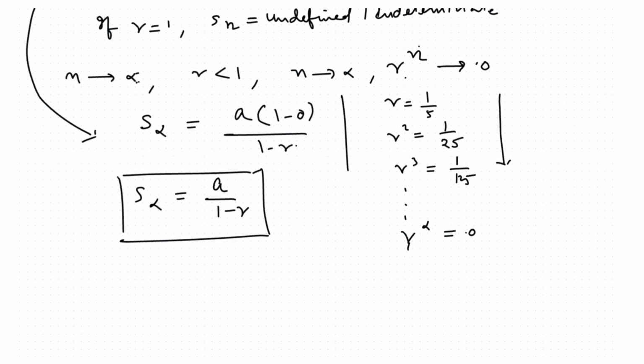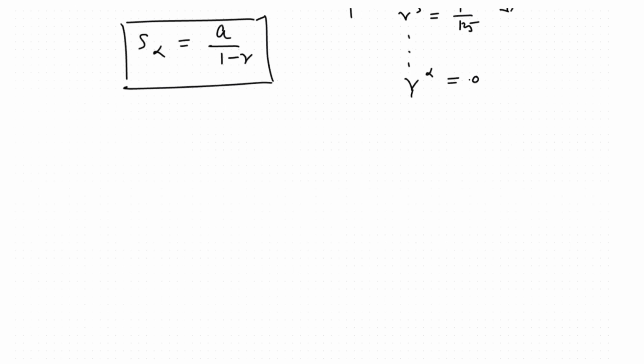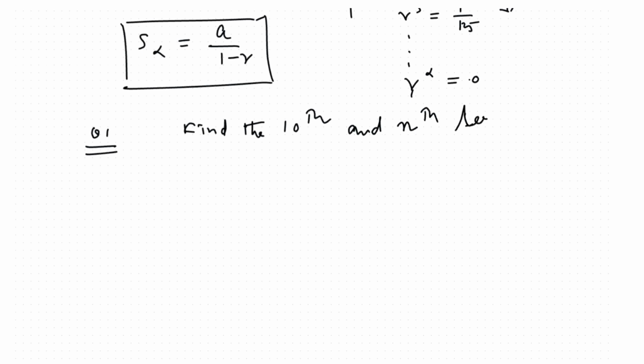Let us now take yet another example. Question 1. Find the 10th and nth term of the GP 5, 25, 125, and so on.